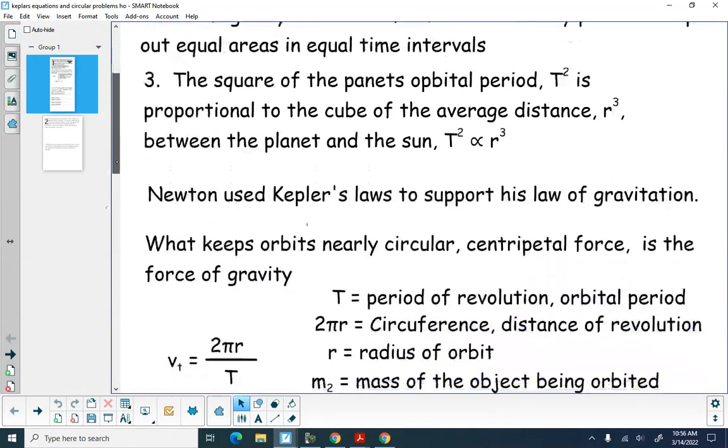And looking at Newton's idea, Newton used Kepler's laws to support the law of gravitation. What keeps orbits nearly circular, centripetal force, is the force of gravity. Once again, that force of gravity between the planets and the Sun, and the satellites, the moons that go around the planets, all these things work in conjunction in regards to keeping Earth where it is in its orbital path.